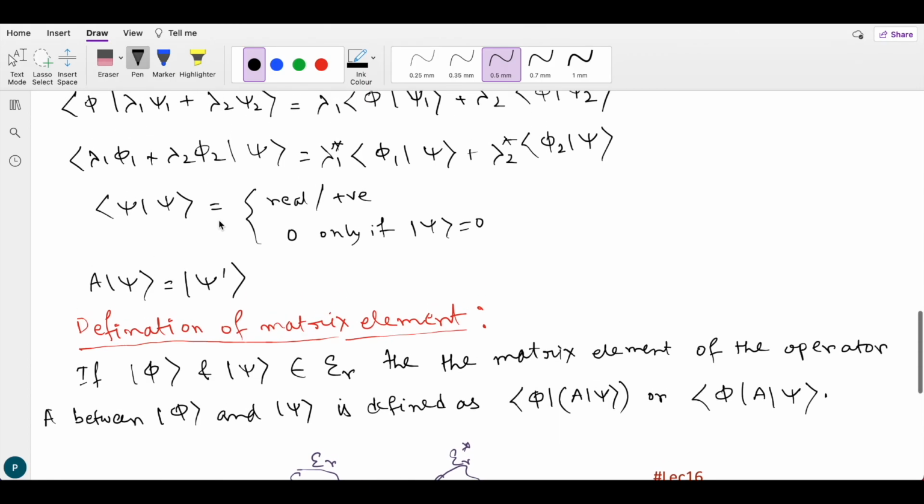So what is the definition of a matrix element? If psi and phi both belong to the state space, the matrix element of the operator A between phi and psi is defined as bra phi A ket psi. We will be having a great discussion about the matrix element, and how we can calculate and represent them, in subsequent lectures in the future.